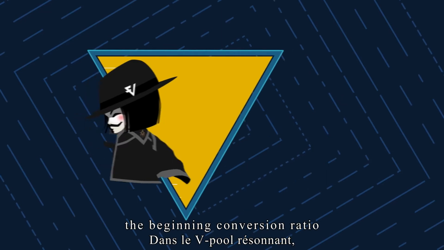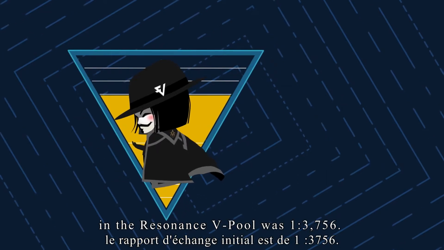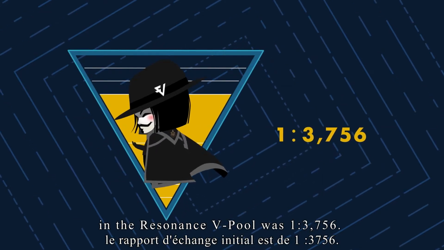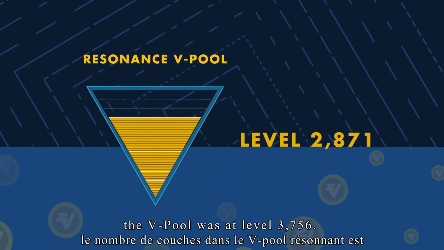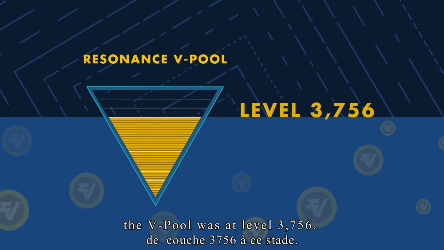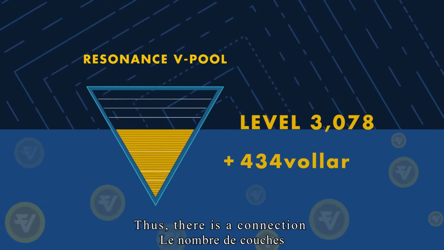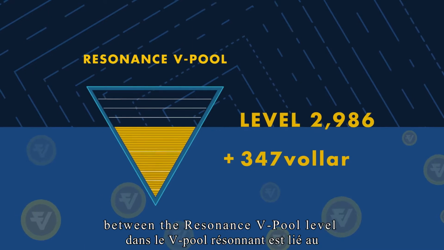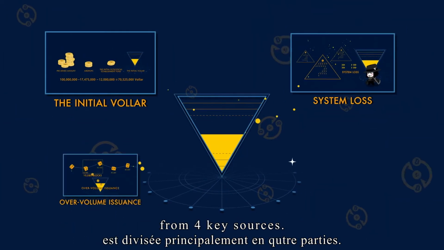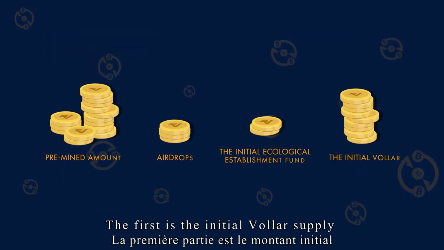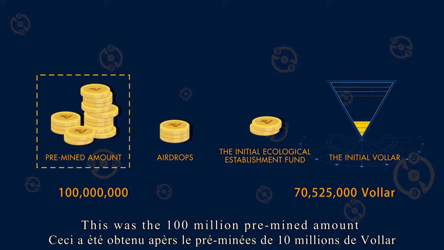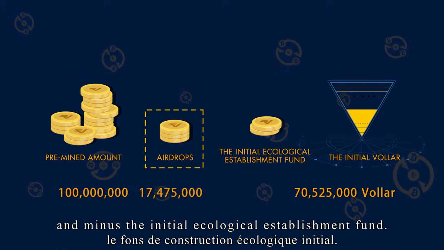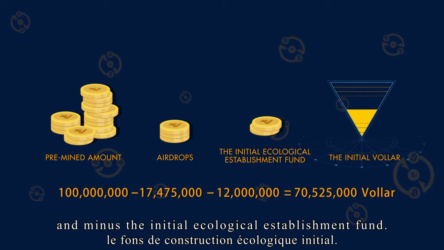For example, the beginning conversion ratio in the resonance V-pool was 1 to 3,756. This means that at that time, the V-pool was at level 3,756. Thus, there is a connection between the resonance V-pool level and the amount of Vollar contained within it. The Vollar within the V-pool originates from 4 key sources. The first is the initial Vollar supply within the resonance V-pool. This was the 100 million pre-mined amount minus the airdrops and minus the initial ecological establishment fund.